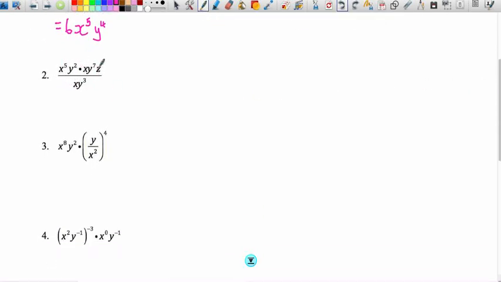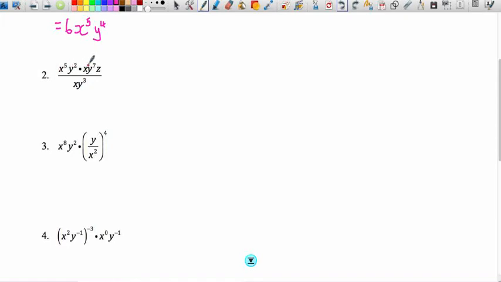Okay, we're going to move into example number 2. What we have here is a combination problem where we are multiplying and dividing. And so basically we can do this all in one go. What we need to remember is when multiplying, write down the base, add the powers. When dividing, we subtract the powers. The power on the numerator minus the power in the denominator.